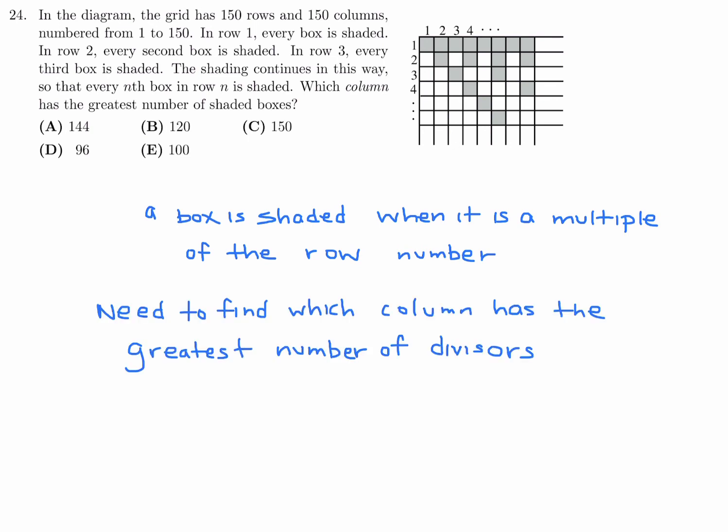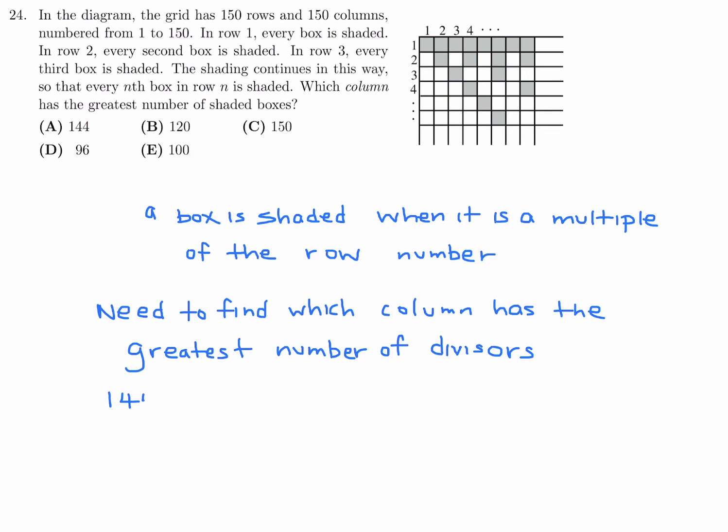And if you can do that, that will tell you which column has the greatest number of shaded boxes, because every divisor represents a shaded box. So the column that has the greatest number of divisors will have the greatest number of shaded boxes. So let's go through each answer choice and figure out the number of divisors.